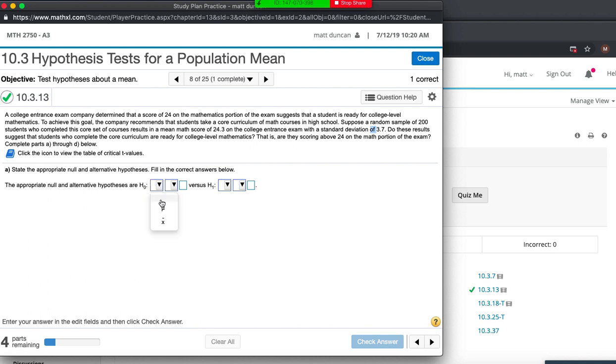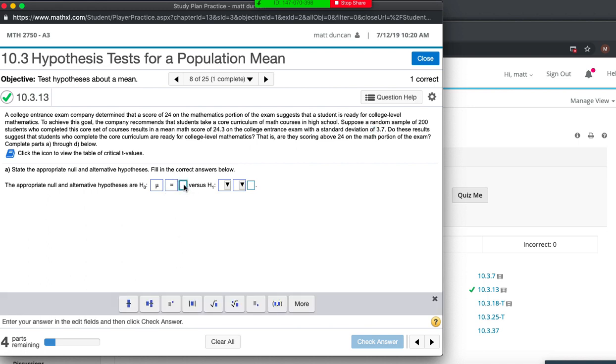So we're talking about an average, and we're always talking about parameters. So this is always going to be population stuff here. It's always going to have to be equal here, and we're going to have to assume that it is 24 until proven otherwise. And we're asking greater than, I believe it says somewhere. They're saying, are they college ready? Which means higher than 24 in this case, right? That is, are they scoring above 24? So that's greater than 24.